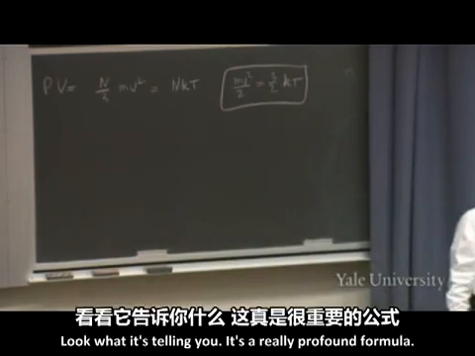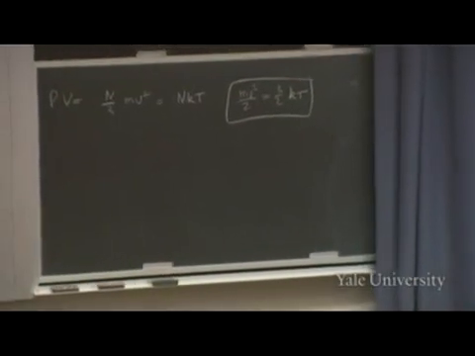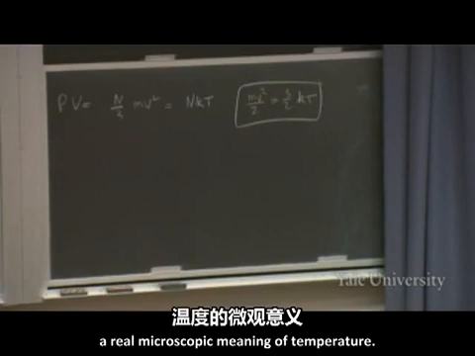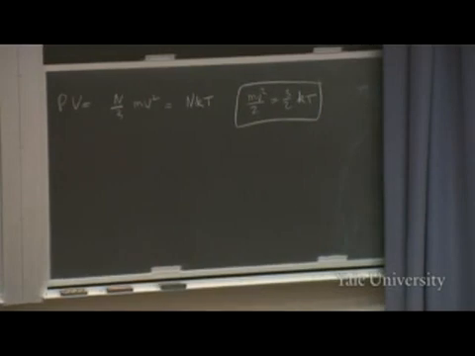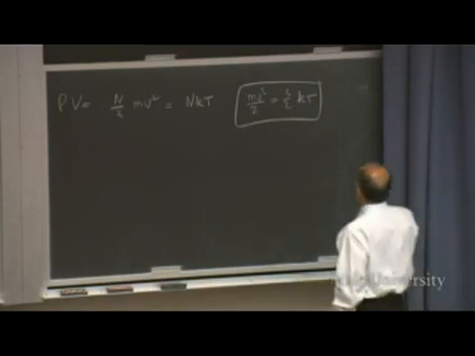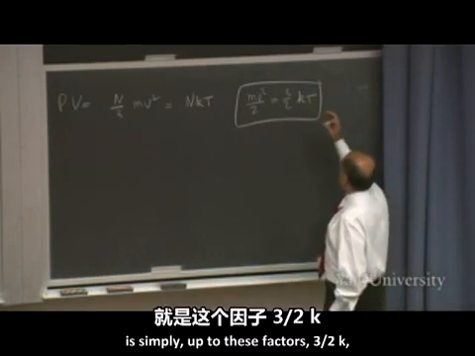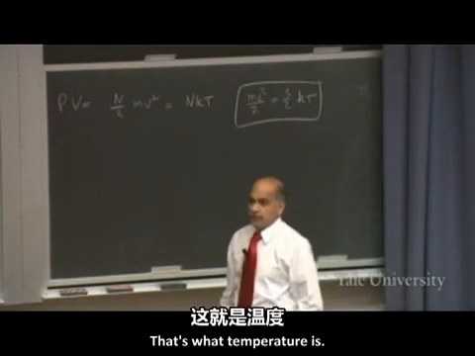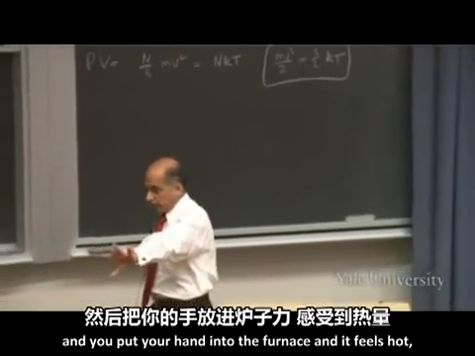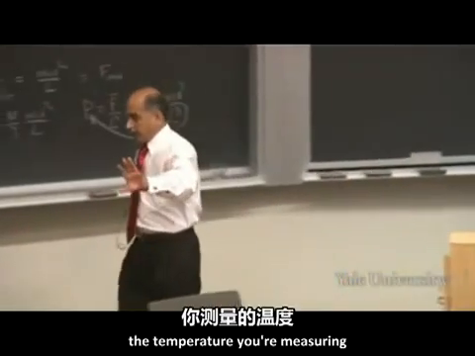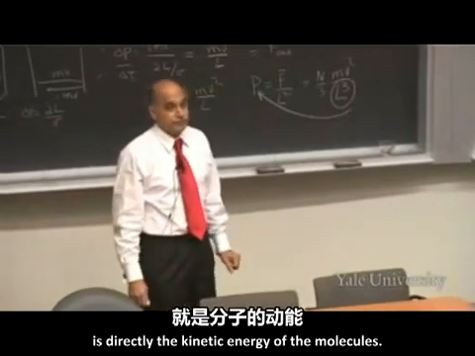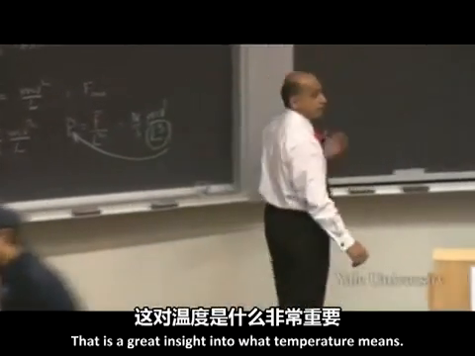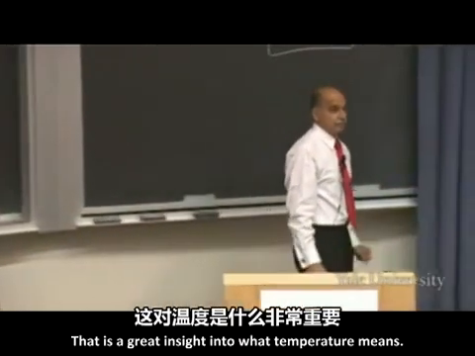Because look what it's telling you. It's a really profound formula. It tells you for the first time a real microscopic meaning of temperature. What you and I call the temperature of a gas is simply, up to these factors, 3 over 2k, simply the kinetic energy of the molecules. That's what temperature is. If you got a gas and you put your hand into the furnace and it feels hot, the temperature you're measuring is directly the kinetic energy of the molecules. That is a great insight into what temperature means.